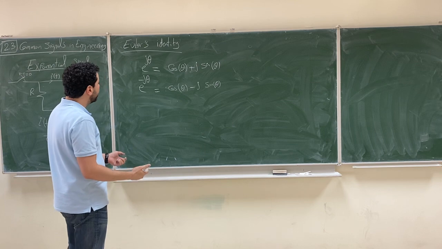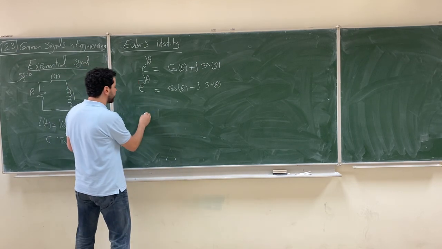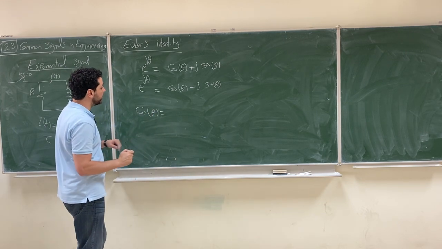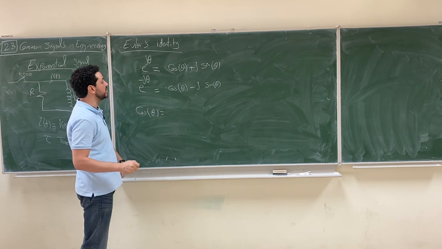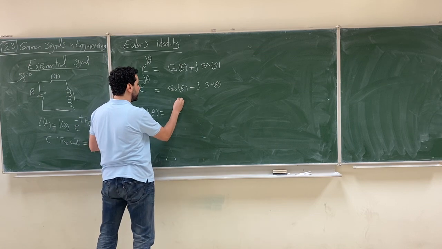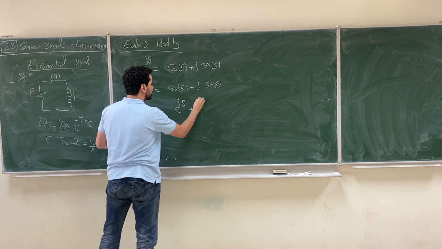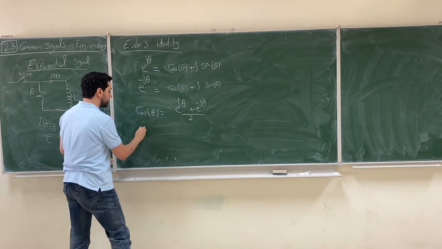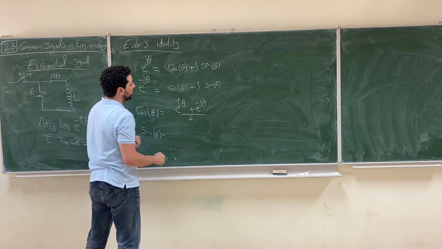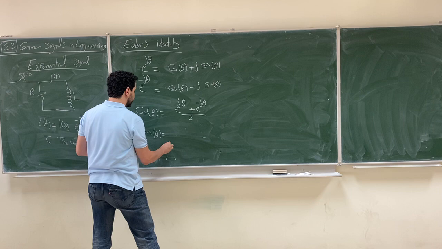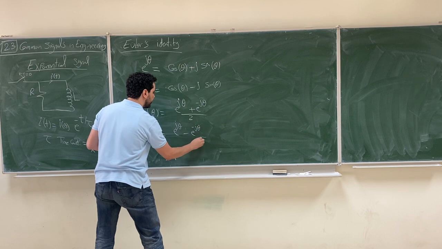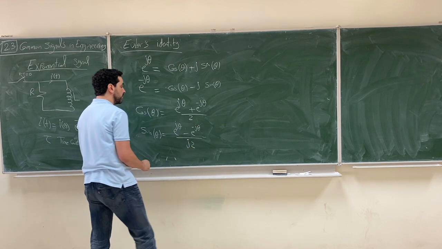From Euler's identity, we can also reverse it and get an expression for the cosine theta in terms of the exponential. If you add these two equations, the sine is going to cancel, and you will find that the cosine can be written as exponential j theta plus exponential minus j theta over 2. And the sine theta, we can obtain it by subtracting these two equations. You can find that sine theta can be written as exponential j theta minus exponential minus j theta over 2j.